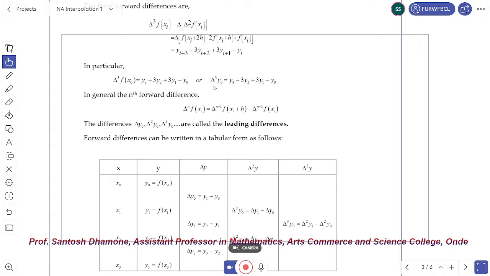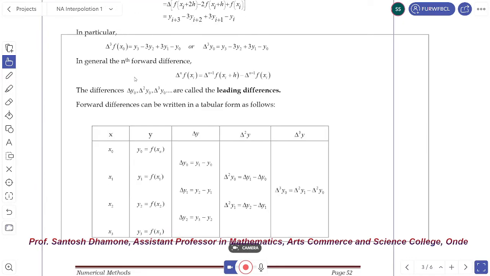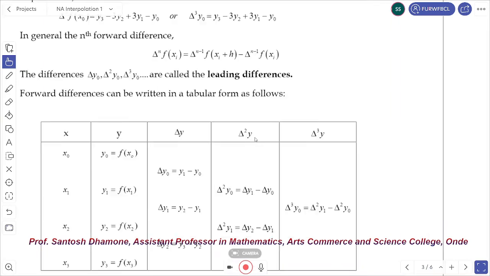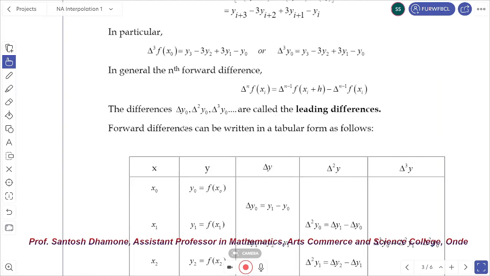In particular, delta cube f of x0 is equal to y3 minus 3y2 plus 3y1 minus y0, or delta cube y0 is equal to y3 minus 3y2 plus 3y1 minus y0.